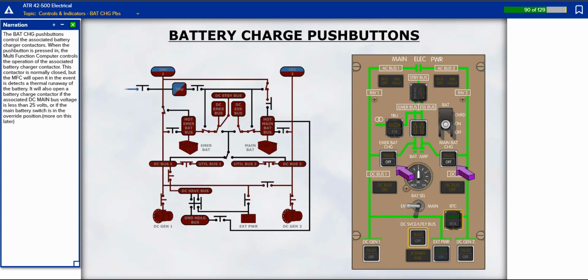The battery charge push buttons control the associated battery charger contactors. When the push button is pressed in, the multifunction computer controls the operation of the associated battery charger contactor. This contactor is normally closed, but the multifunction computer will open it in the event it detects thermal runaway of the battery. It will also open a battery charge contactor if the associated DC main bus voltage is less than 25 volts, or if the main battery switch is in the override position.